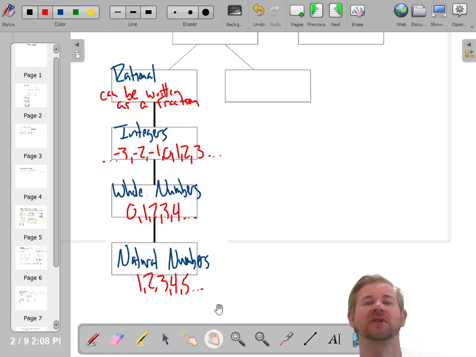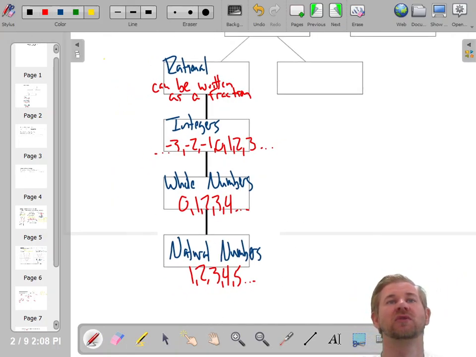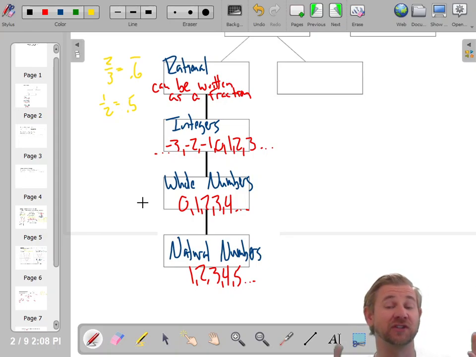So rational numbers are numbers like 2/3. That's a rational number, but as a decimal, it goes on forever, 0.6 repeating. Or 1/2 as a decimal is 0.5. Those are rational numbers. They either have a pattern or they just terminate. Okay? If they don't have a pattern and they don't terminate, then they're a special type of decimal called an irrational number.